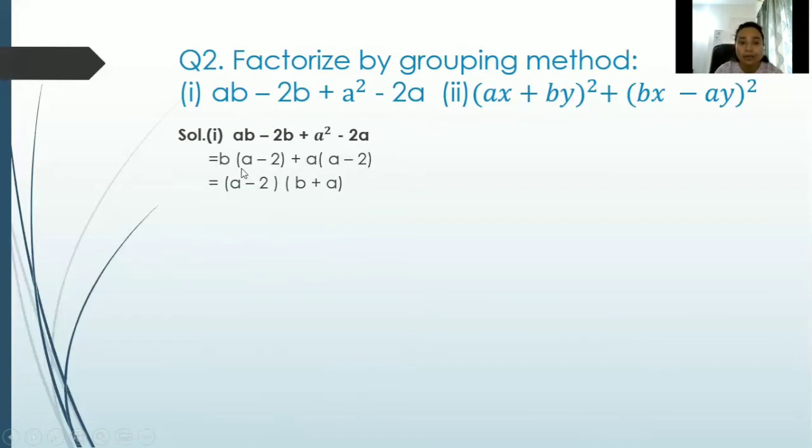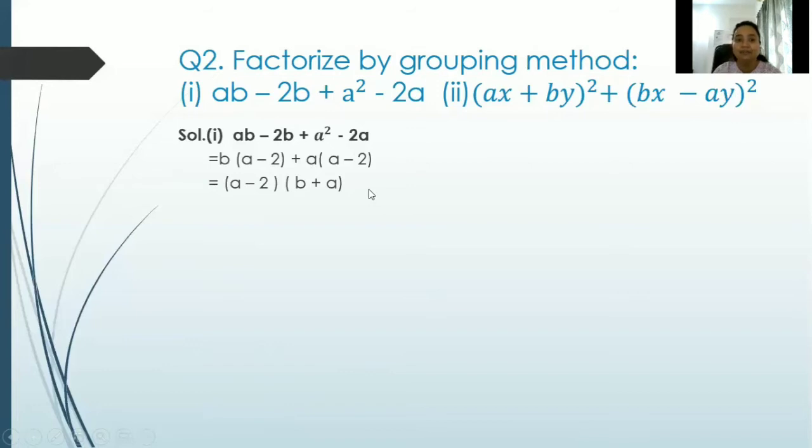Then look here. A minus 2 and A minus 2. Common variable, right? Take this A minus 2 out. Okay, disappeared. Put your finger here. Disappeared. A minus 2, A minus 2. Then what is left? B plus A. It's here. Factorization is done. Grouping method is actually very easy, right?